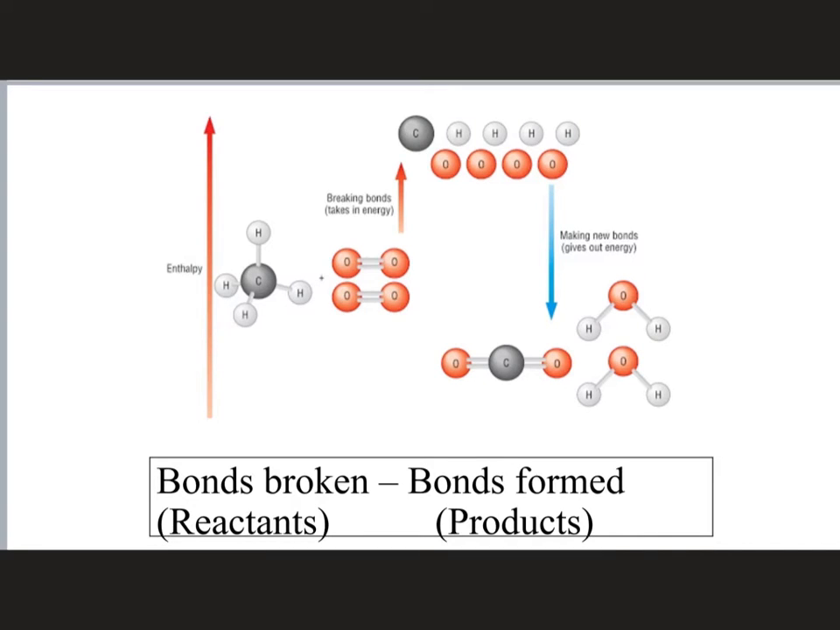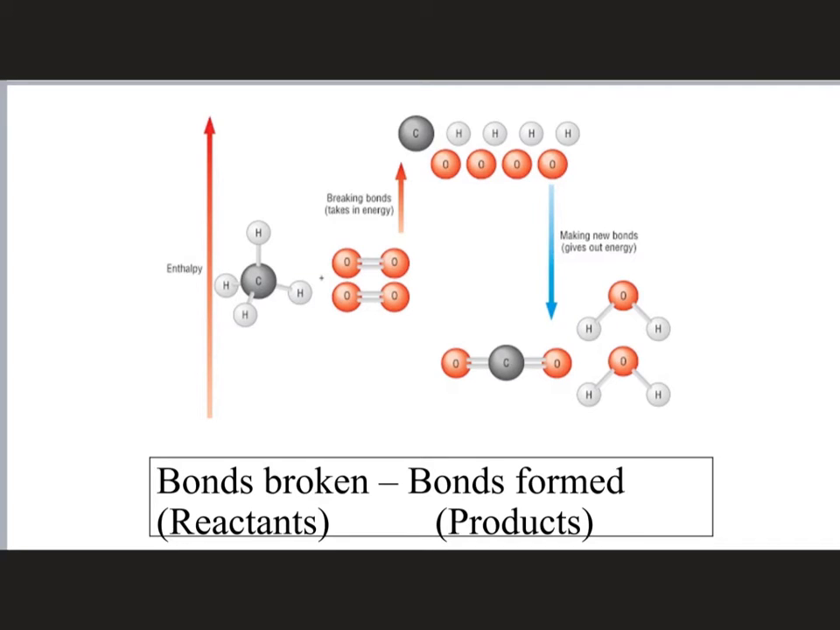So first of all, we need to do a little bit of a recap on energy level diagrams, and we need to try to link and use energy level diagrams to explain what's happening with bonds in a chemical reaction. So here is the chemical reaction which this energy level diagram shows is going on.